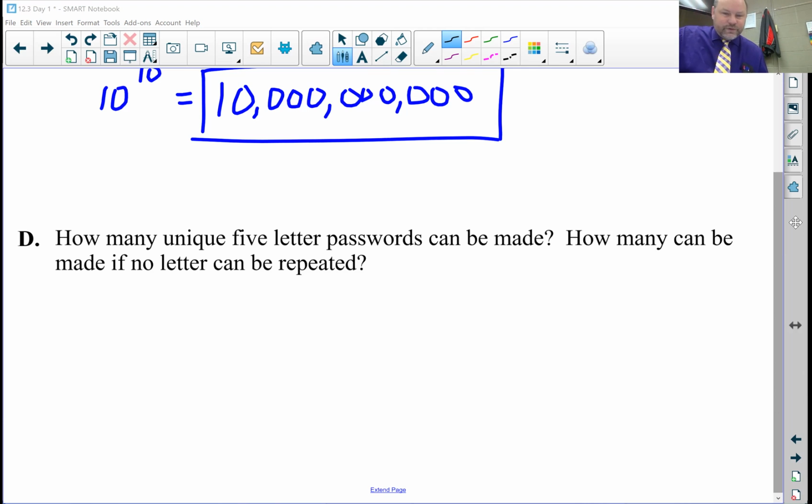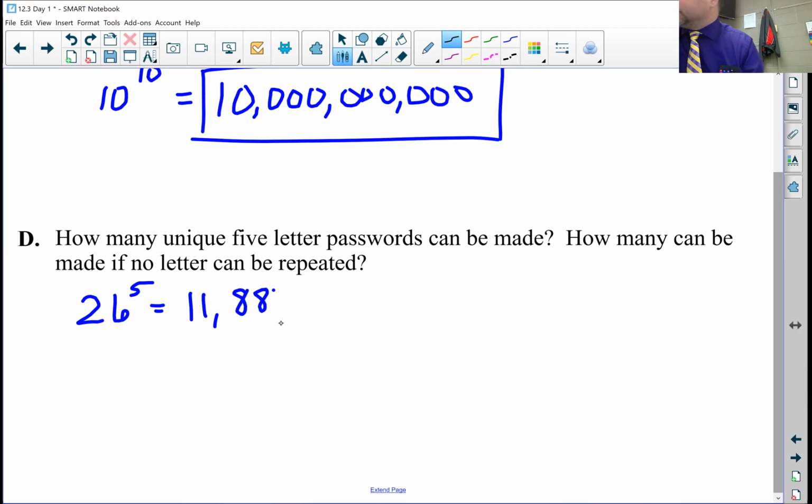So if we allow for repetition, we're going to get 26 to the 5th power. 26 choices for the first letter, 26 for the second, for the third, the fourth, the fifth. So 11,881,376 possibilities.